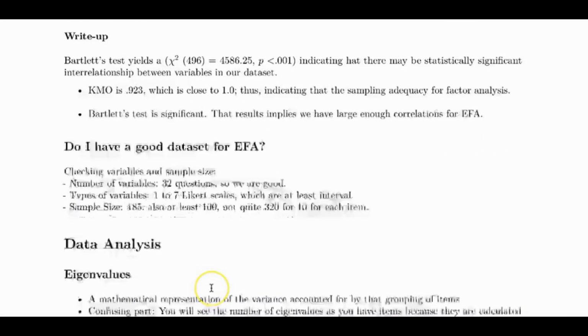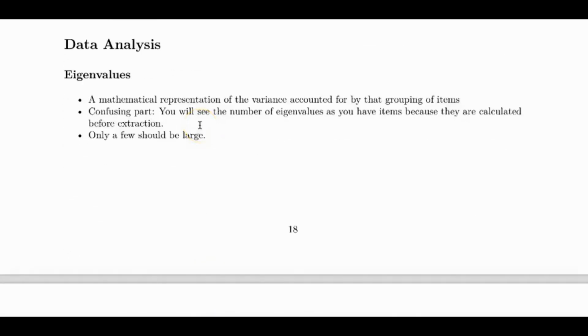So next we go into the data analysis. For our data analysis, we might see eigenvalues in the output. They are mathematical representations of the variance accounted for by each one of the items and how much they're contributing to the factors. Sometimes we don't necessarily extract them from R, but they are used for other procedures like the parallel analysis. Only a few of them should be large. And we have this rule of thumb that I should put here: however many eigenvalues are greater than 1, that's how many factors you have in your data set.